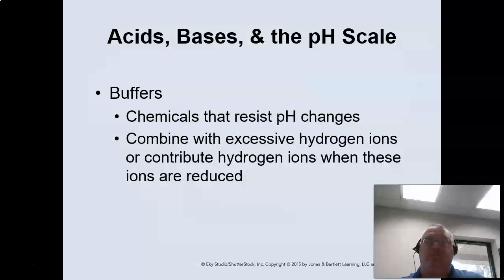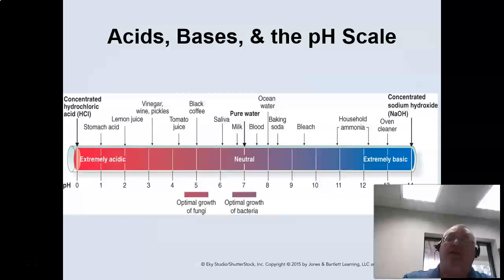Now, buffers are chemicals that resist pH changes in our body. Bicarbonate is our big one, okay? What it does is combine with excess hydrogen ions and reduce that pH level, bringing us back into homeostasis. So, again, this is kind of the scale on a visual level.